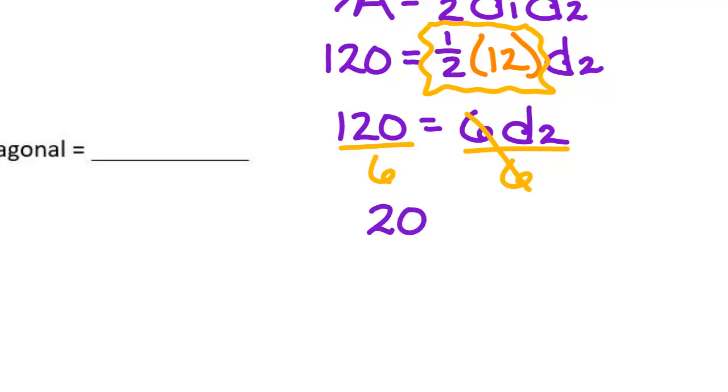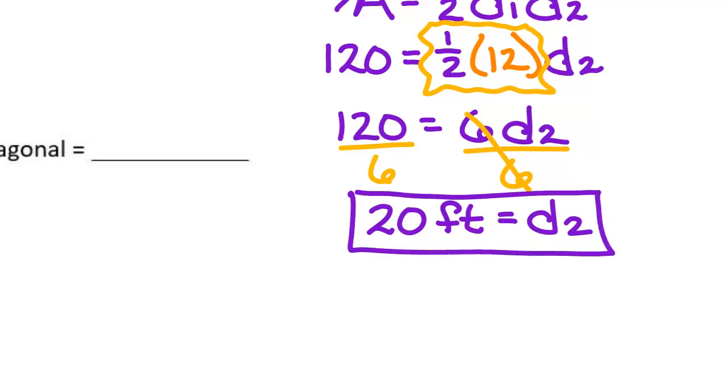It is 20. Should we put units with that? Feet or feet squared? What did we just find? We found area. We found a diagonal. We were given the area. So my answer doesn't have a squared because this isn't what we found. We were given that piece. So it's just feet.